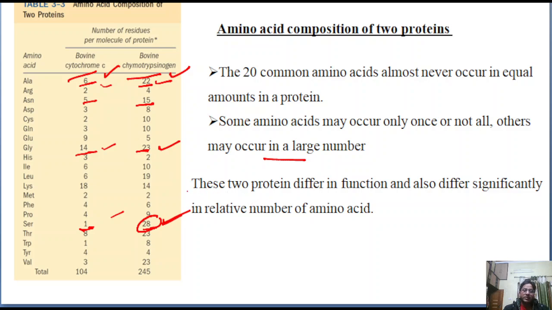This makes the proteins have different functions, because of the presence of these amino acids: the number of amino acids and which types of amino acids are present in the protein make the different function of the protein. So these two proteins differ in function, and they also differ in the relative number of amino acids. Similarly, if we compare 4 or 5 proteins and see the amino acid composition, you will find there is a huge variation from one protein to another.